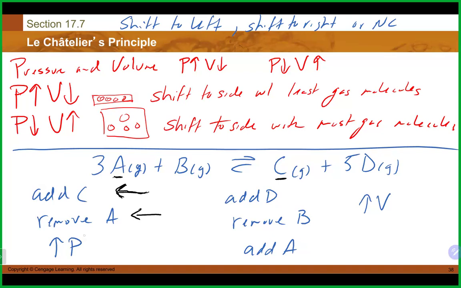We increased the pressure, which means the volume went down. And remember, volume is kind of what you want to look at. Small volume means less gas molecules is needed. That will bring the pressure back down.